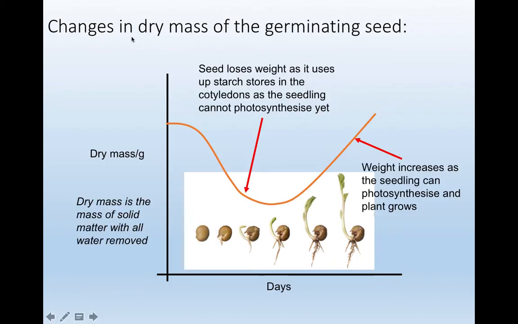So when we look at the dry mass of the seed, notice that we have quite a bit of dry mass in here. Then that moisture starts to get used, so the solid matter and all the water will start to get removed. The seed loses weight, if you will, here as it uses up the starch stores and the cotyledons. They can't photosynthesize yet, but it's using up all of its nutrients inside. Then, as photosynthesis begins, the plant will start to grow, and its carbon content back in here, its sugars and things, will increase again as the plant grows.